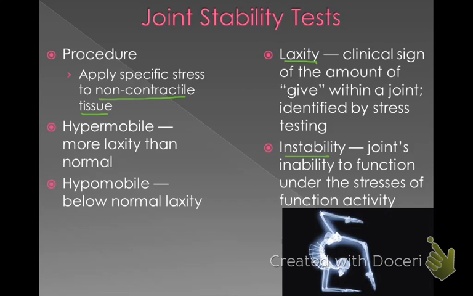Joints can be classified as either normal, so they have normal movement. They can also be classified as hyper and/or hypomobile.